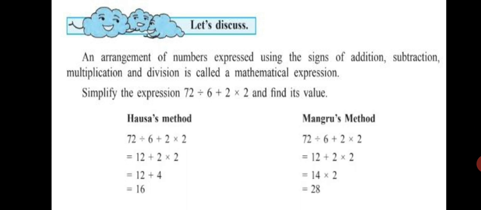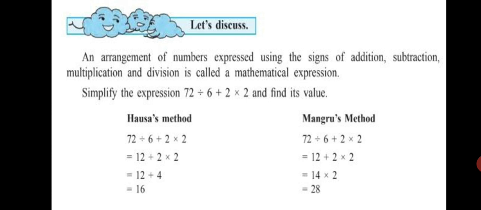Here we have two methods. In the first method, you see that Hausa has solved it, and second, on the right hand side, you see Mangru's method. So let's discuss first Hausa's method. 72 divided by 6 plus 2 into 2. Division is carried out first. So 72 divided by 6 gives you 12. Plus 2 into 2 is written as it is.